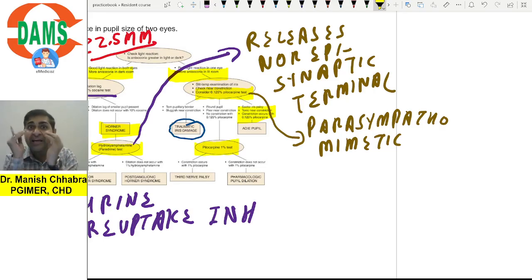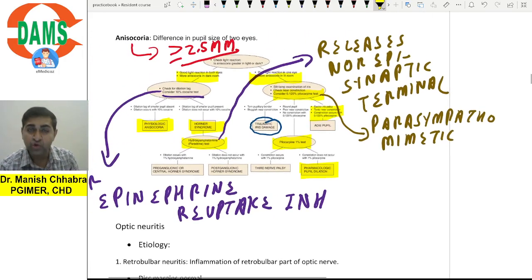Now, if on increasing the concentration there is constriction of the pupil, you will think of third cranial nerve palsy, oculomotor nerve palsy, the fibers of which supply the sphincter pupillae. But if there is no constriction even after increasing the dose, which is 1%, you will think of pharmacological pupil dilatation, right?